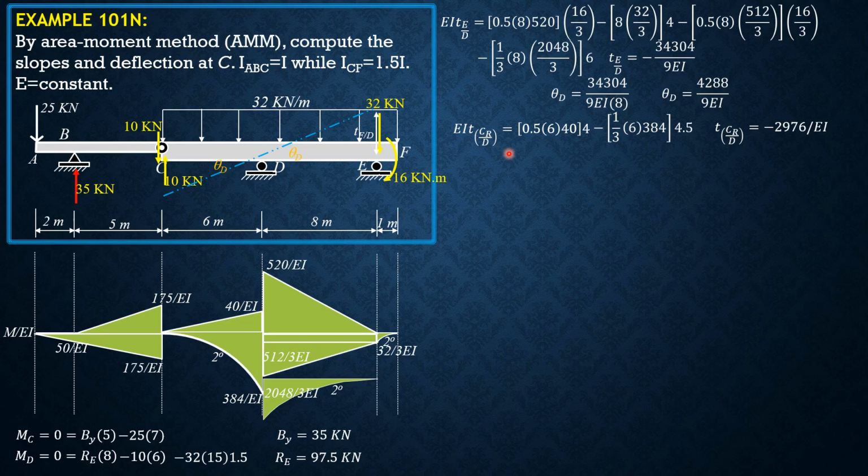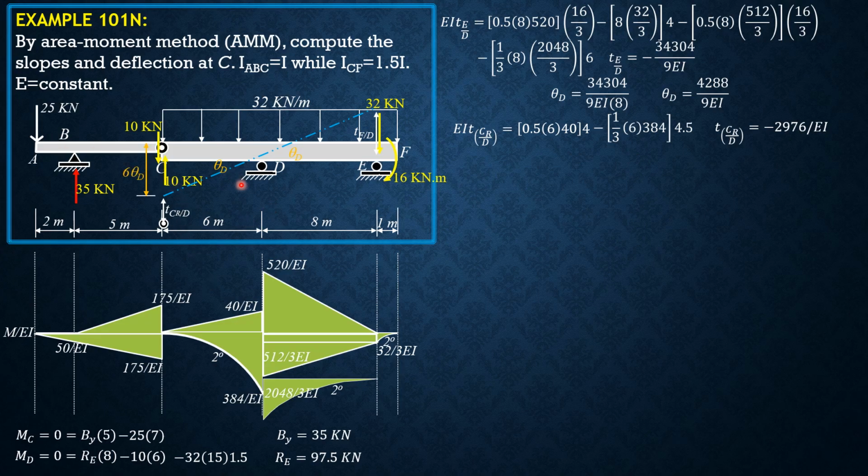negative 2976 over EI. Because it is negative, the deflected shape, or the point C on the elastic curve, is below this reference tangent at D. So it should be below this one. And this is the deviation of C right relative to the tangent at D, negative. So it's below. We now draw the elastic curve.